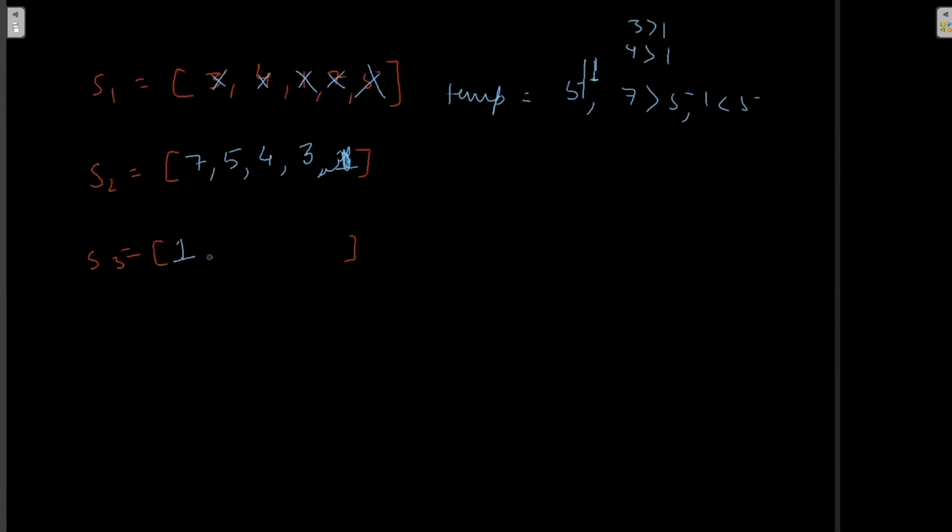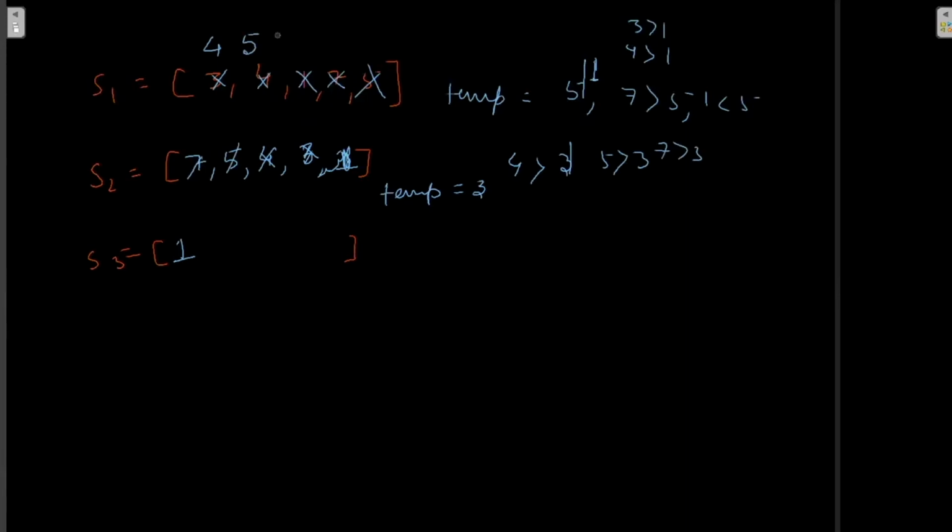So now your temp is 3. Now I will compare with 4. The 4 is greater, so I will put 4 into S1. 4 has been taken out. Now you take out 5. 5 is also greater than 3, so 5 goes here. Then 7.